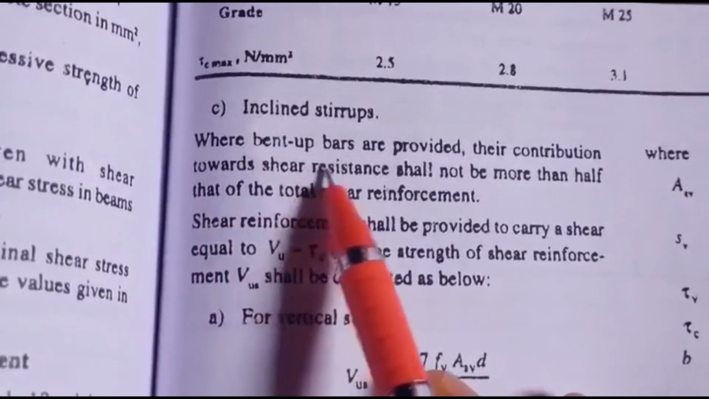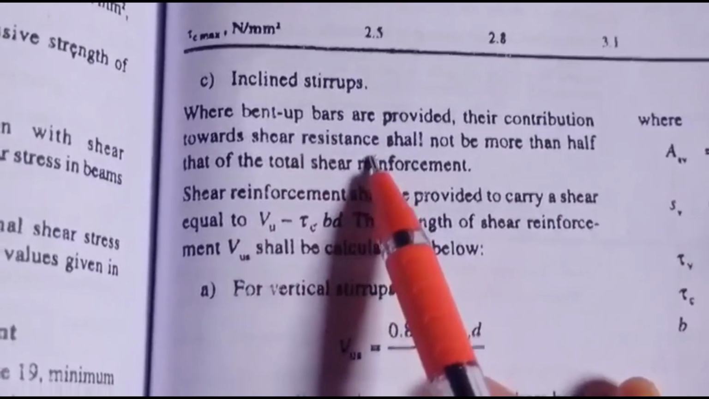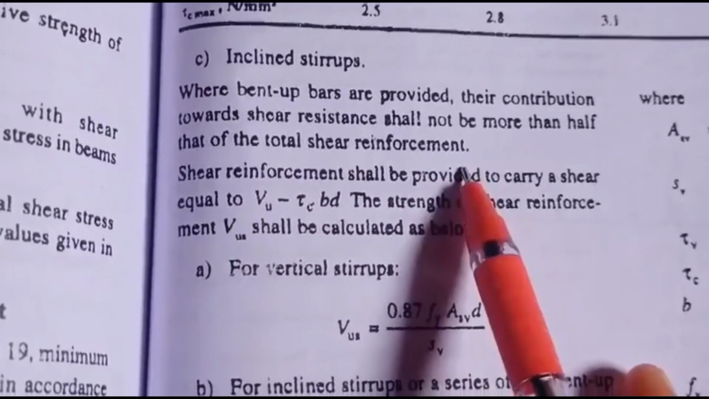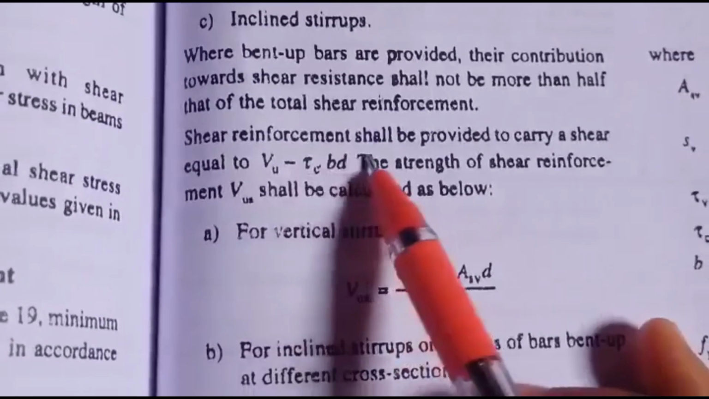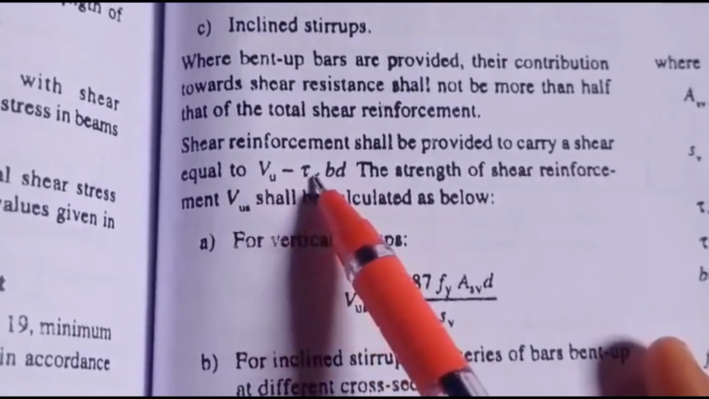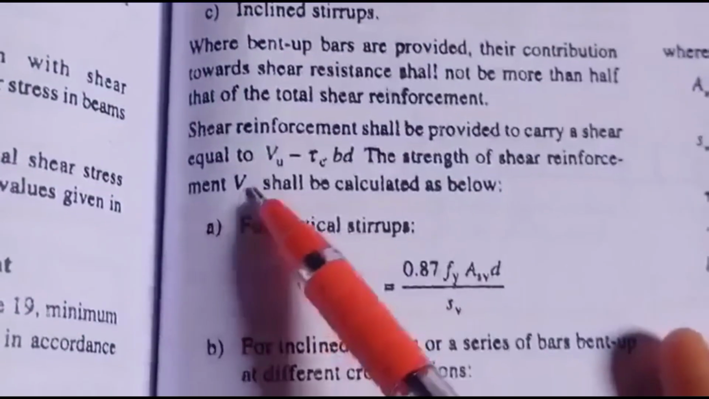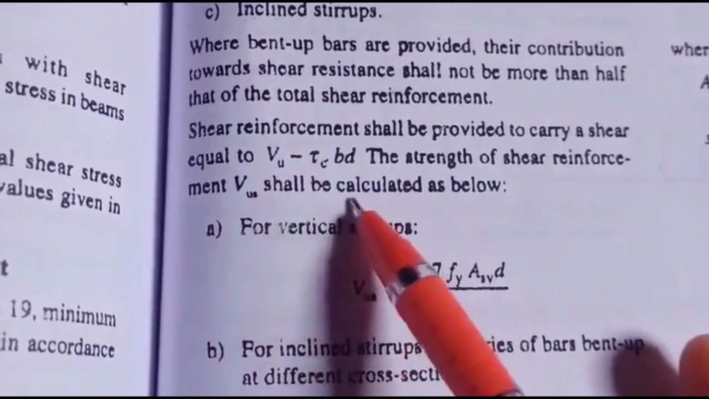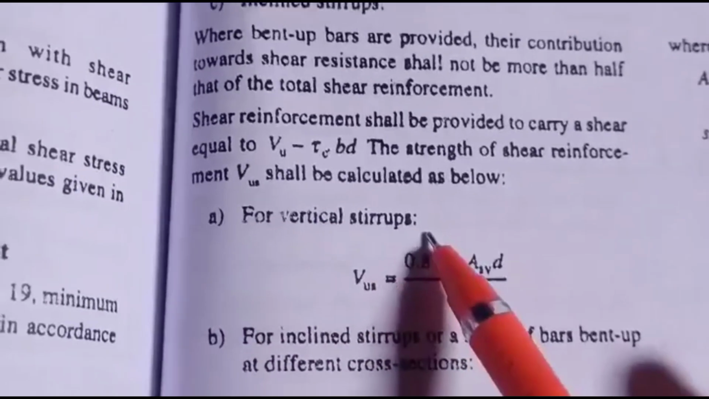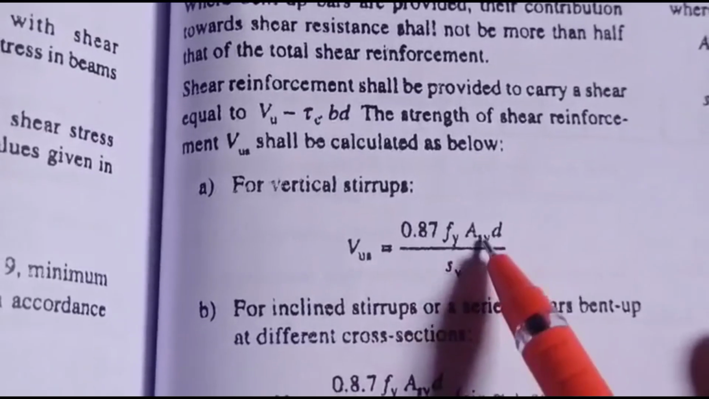Where bent up bars are provided, their contribution towards shear resistance shall not be more than half that of the total shear reinforcement. Shear reinforcement shall be provided to carry a shear equal to Vu minus tau c bd. The strength of shear reinforcement, that is Vus, shall be calculated by using this formula. For vertical stirrups we have the formula Vus is equal to 0.87 fy Asv d divided by Sv.